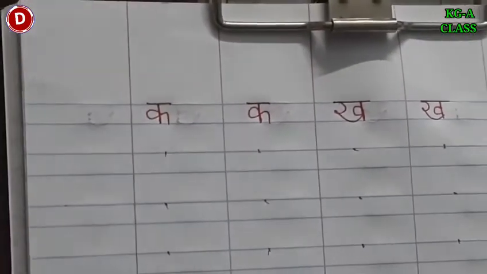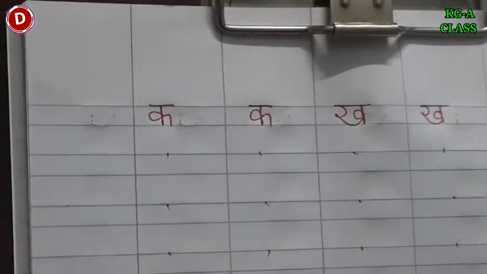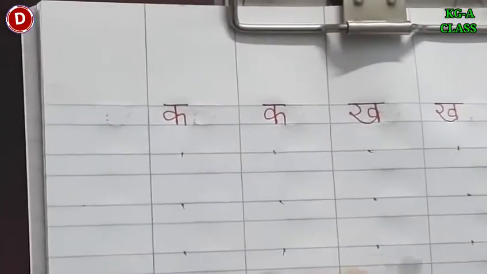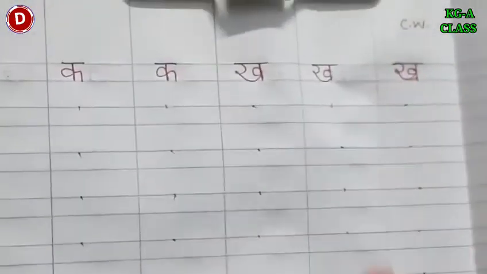Children, now it's time to do practice work. In practice work, we will write K and Kh in the Hindi notebook. So 2 lines of Kh. 2 lines of K we will do and 3 lines of Kh we will do in the Hindi notebook.